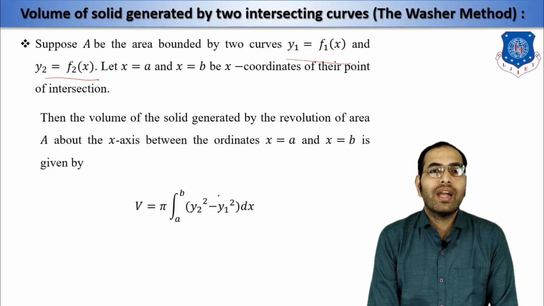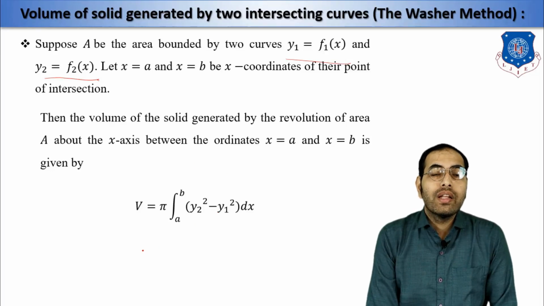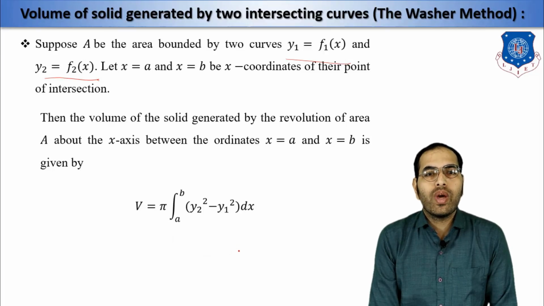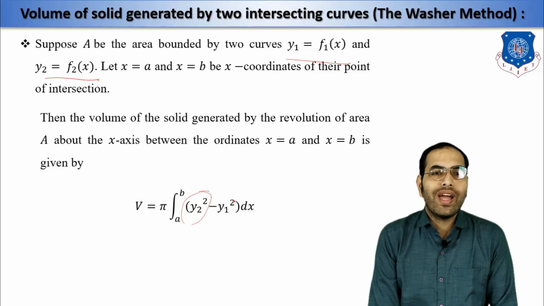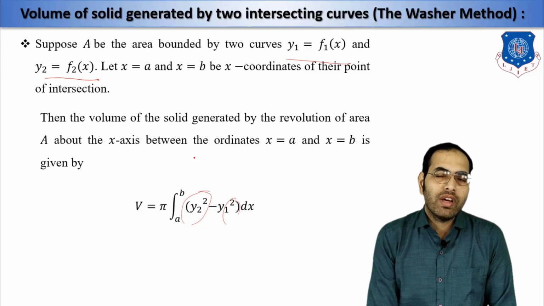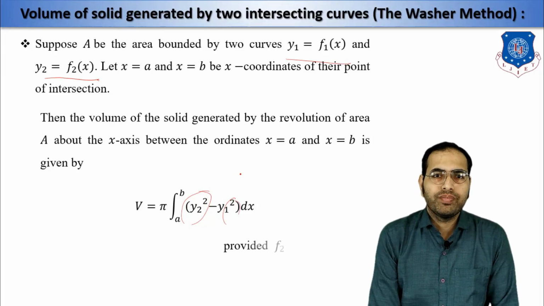Here y2 and y1 are functions of x. Similarly, suppose x is a function of y, meaning capital V equals pi integral c to d of x2 square minus x1 square dy. Here the larger function is y2 and the smaller function is y1. We always consider the larger function minus the smaller function.